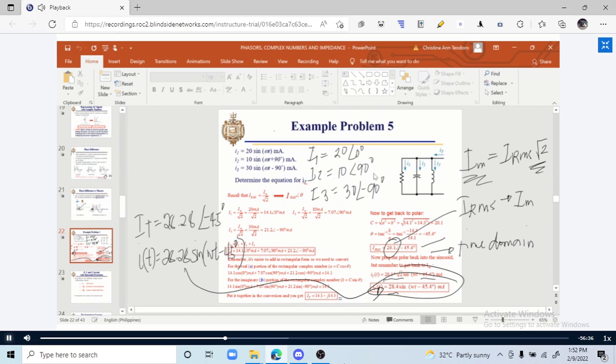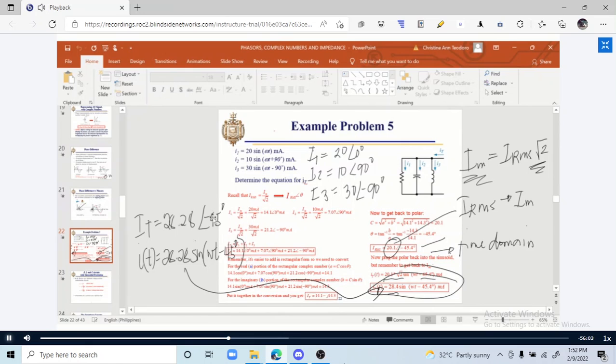Now, solve this on your calculator: I1 plus I2 plus I3. So that is 20 angle 0 degrees plus 10 angle 90 degrees plus 30 angle negative 90 degrees. And let's see if we would come up with the same answer. What is the answer if you would be adding 20 angle 0, 10 angle 90, and 30 angle negative 90? It is 28.28 angle negative 45 degrees.